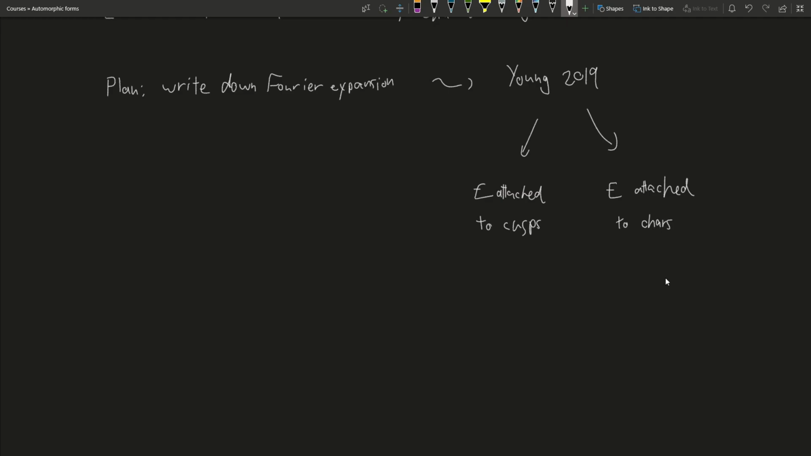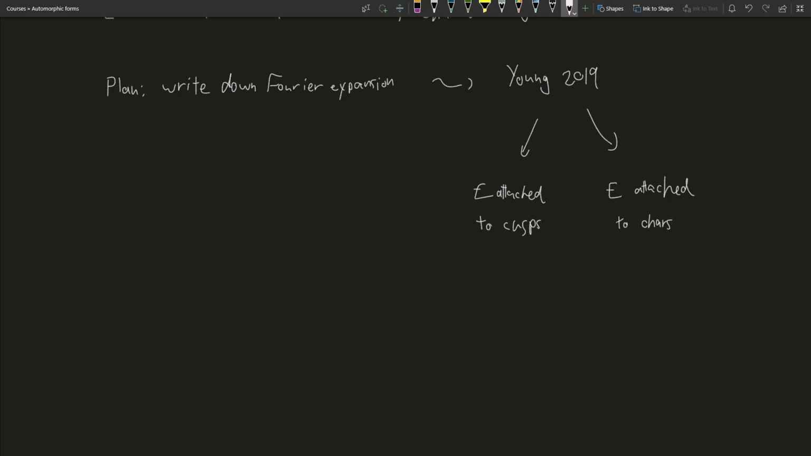And we talked about this previously. The main idea is that the Eisenstein series attached to cusps tend to be the thing that people care about for applications, the things that people normally talk about. But when you're actually, say, looking up Fourier expansions, they're much nicer when you write them down using this language of Eisenstein series attached to characters. And so Young does all his stuff with Eisenstein series attached to characters and then gives you formulas for translating from characters to cusps, as well as formulas from translating from cusps to characters if you want to do that, but I haven't had to do that yet.